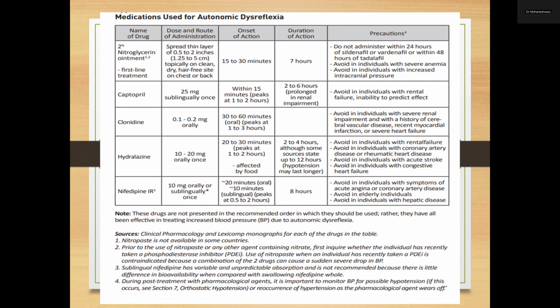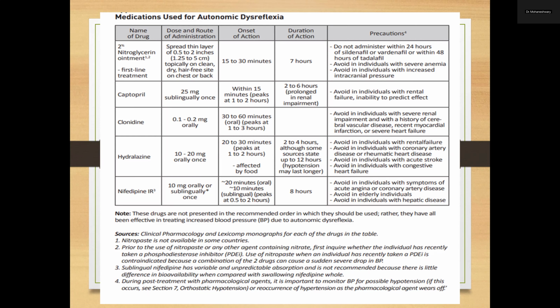Second agent, captopril, I think we still have it in our emergency setting, in our KKM setting. So it's 25 mg. You give them stat. I'm not sure whether in our emergency setting we have clonidine. We can discuss this later. Hydralazine is in IV form. Nifedipine was my favorite medication before, but I think unfortunately we don't have this now at the current setting. It's been removed, I think. So we commonly use GTN still, and second agent will be captopril.